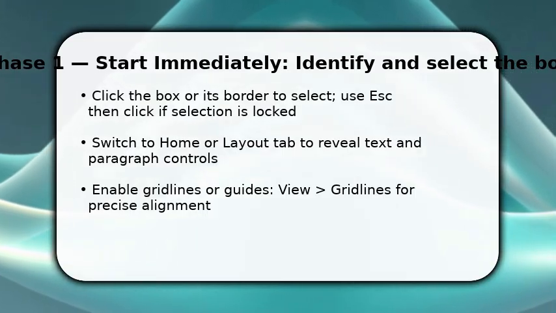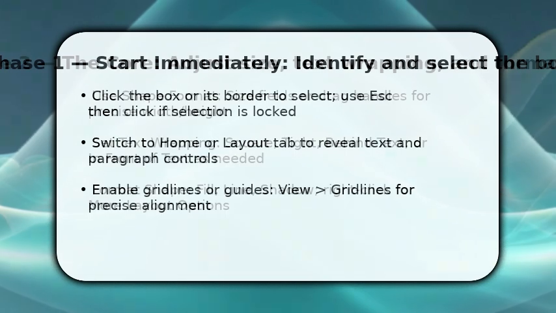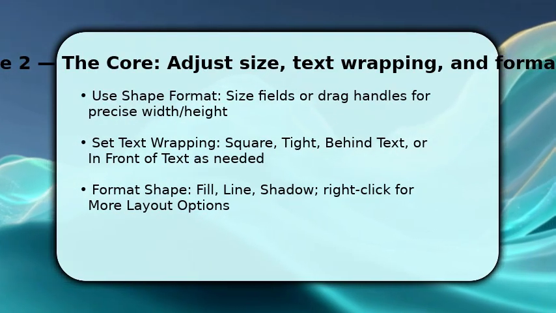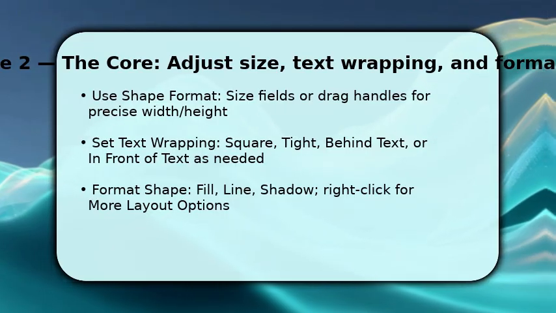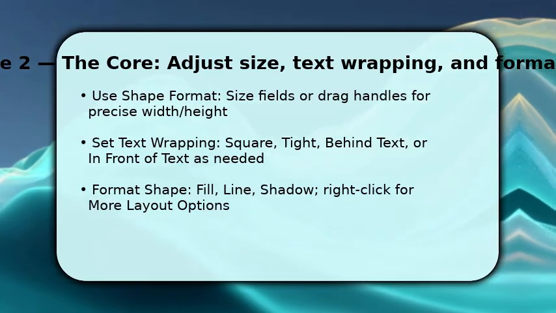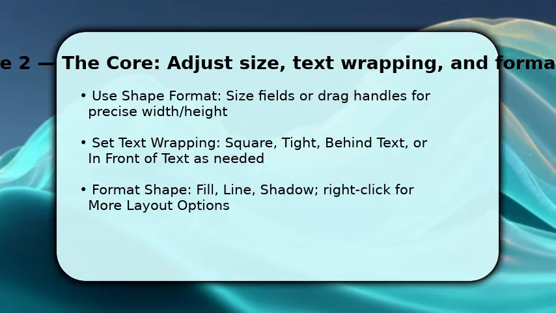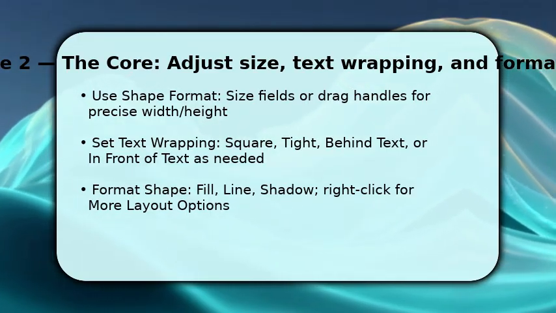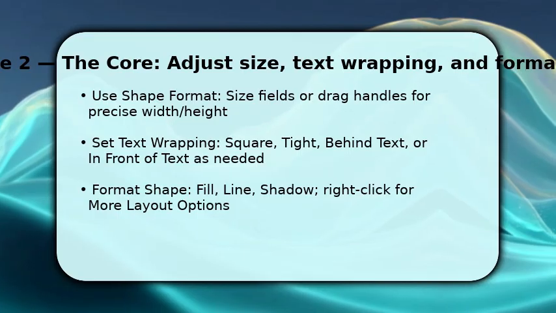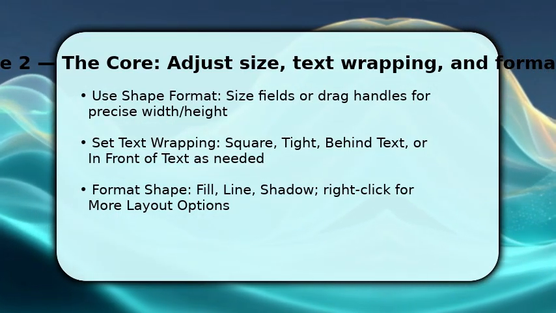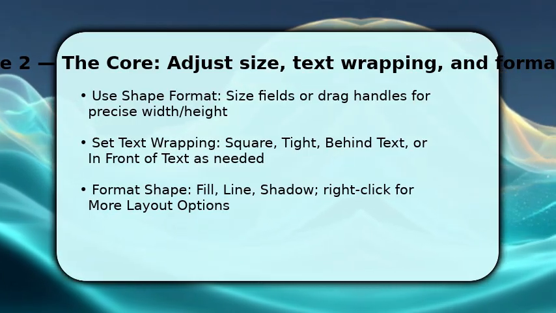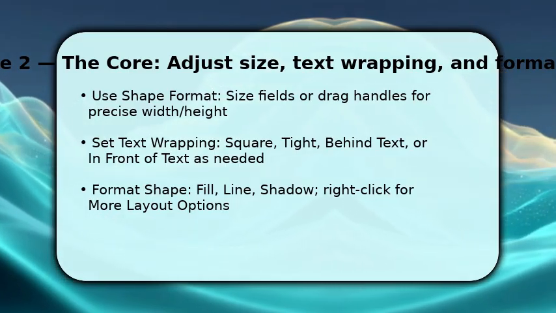Now adjust the core properties. Resize using either drag handles or exact values in Shape Format size boxes so your box matches the layout grid. Next, change text wrapping. Choose square or tight for inline-like flow, or behind text if the box should stay fixed under content. Once done, open Format Shape to tweak fill and line color. This resolves visibility issues. Make sure to check position and lock anchor to prevent movement when text changes.